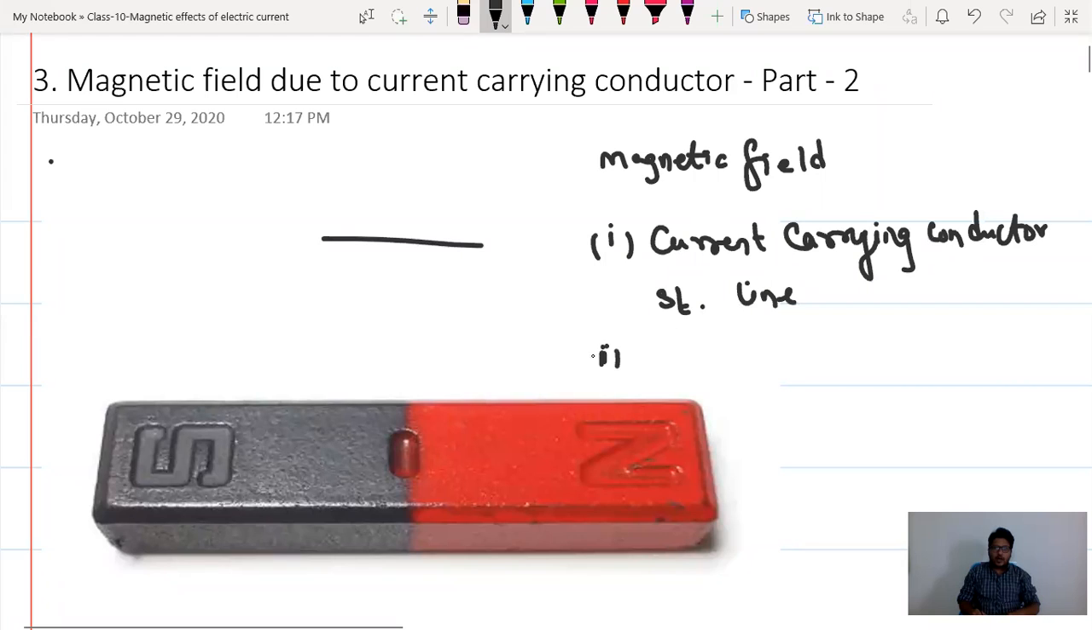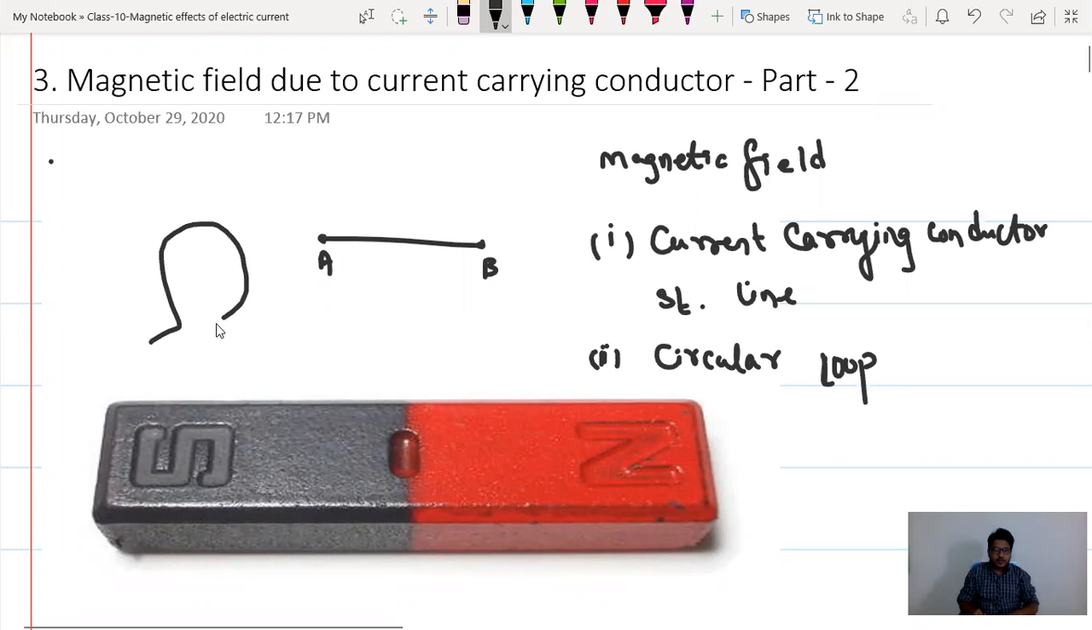Second, what about magnetic field around a circular loop? What is a circular loop? If you consider this is one conductor, this is point A and B end. If you catch those two ends and make it a circle, like this circle one, and pass electricity through this circular loop, how about the magnetic field? That we will see. And third one, multiple loops.